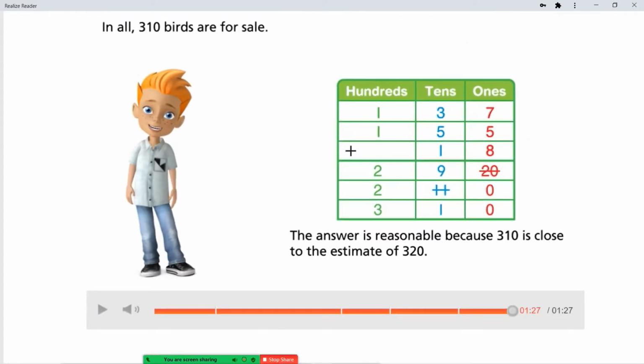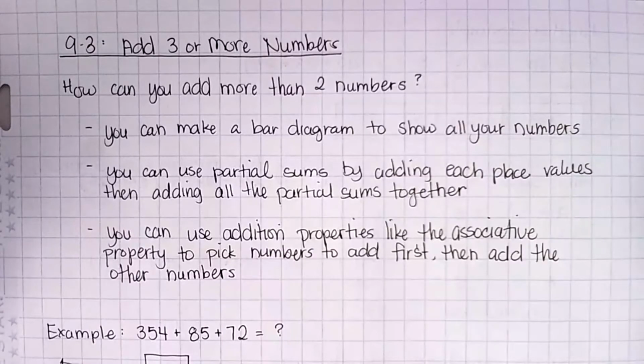All right, let's go ahead and take a look at our notes and our guided practice for this section. So how can we add more than 2 numbers at a time? So 3 or more numbers. You can make a bar diagram to show all of your numbers. You can use partial sums by adding each of the place values and then adding those partial sums together. Or you can use any of your addition properties like the associative property to pick numbers to add first and then add the other numbers.